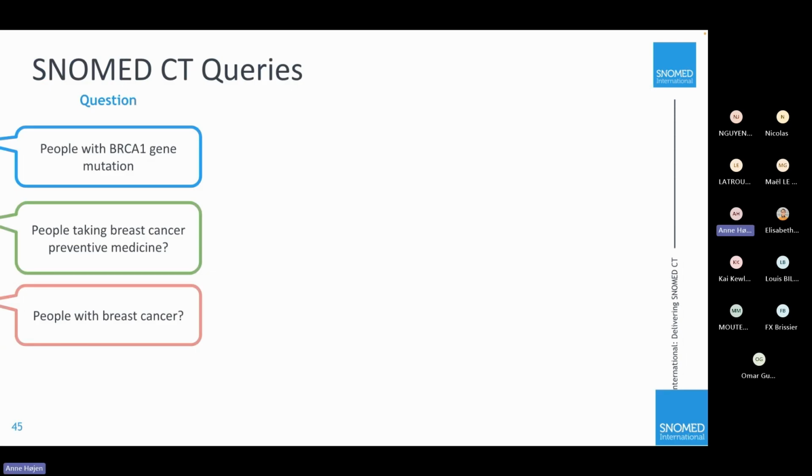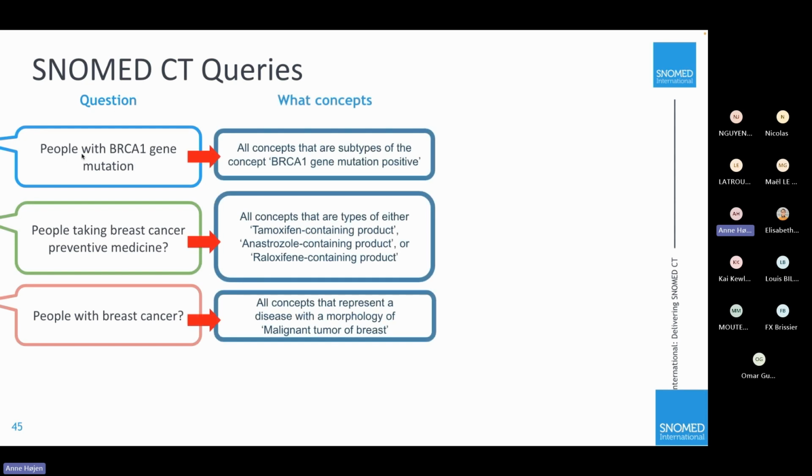So in order to answer these types of questions, you need to first identify people with a BRCA1 gene mutation, find out the patients who are taking the medicine, and then identify patients with breast cancer. So these are the questions. Mapping that to the concepts in SNOMED, we want to find all the concepts that are types of BRCA1 gene mutation. And the cancer preventative medicine is of course evolving. But we have looked at the NHS recommendations for this, and they have said that tamoxifen containing products, anastrozole containing products, and raloxifene containing products are used for this group. And then for people with breast cancer, we want to find all the concepts that represent a disease with the morphology of malignant tumor of breast.